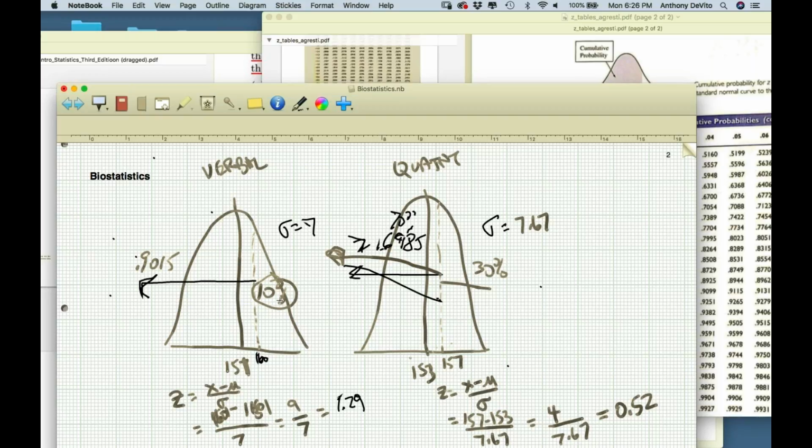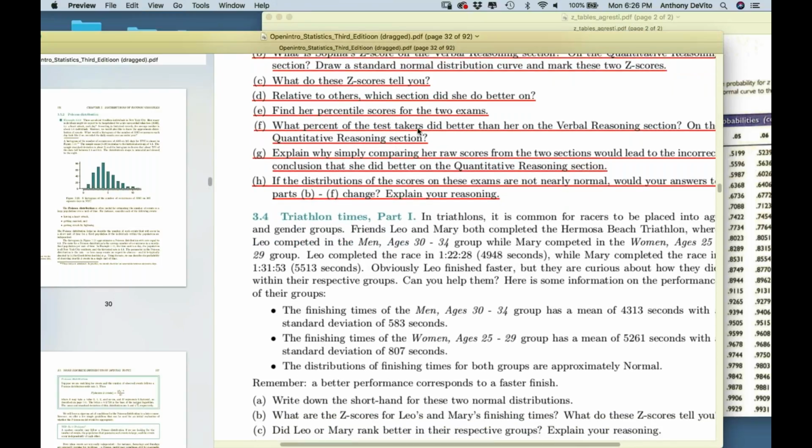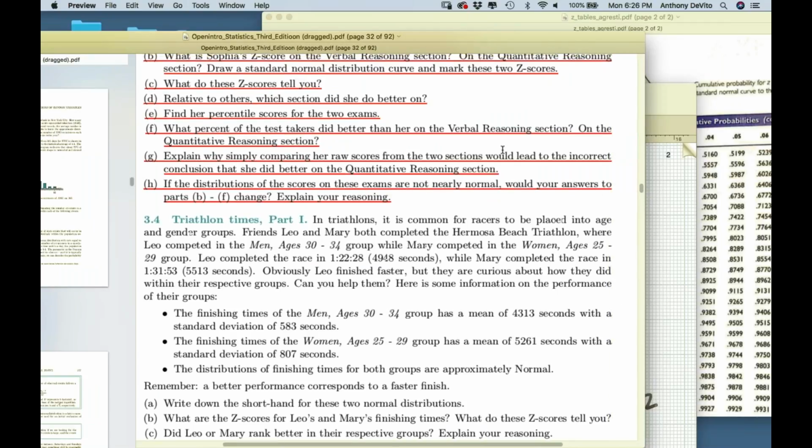On the verbal part, she was in the top 10%. We could find that out by looking at the Z-score. Okay, let's take a look at the next part. What percentage of test takers did better than her on the two sections?